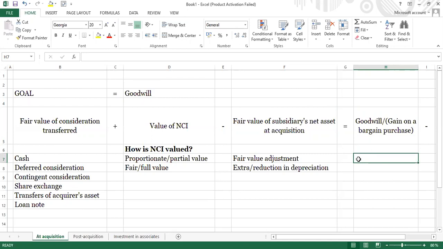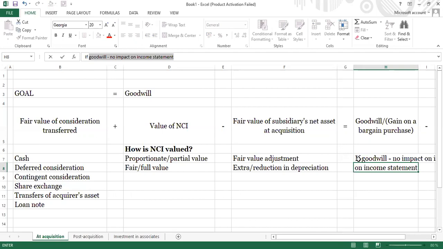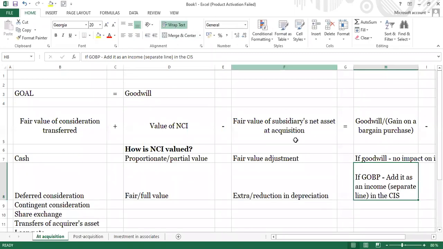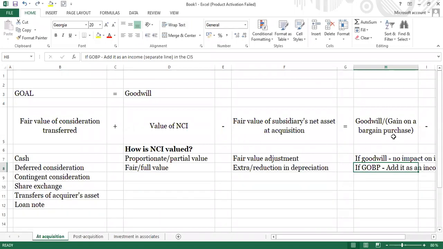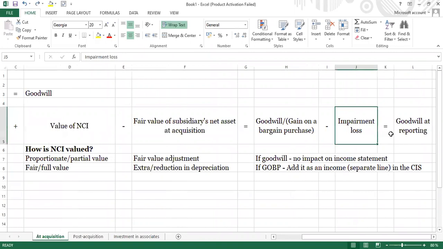So I will just put it down here. If goodwill, no impact on P&L, no impact on income statement. But if it is gain on a bargain purchase, let's say GOBP, add it as an income, separate line in the consolidated income statement. So that is it for goodwill and gain on a bargain purchase.